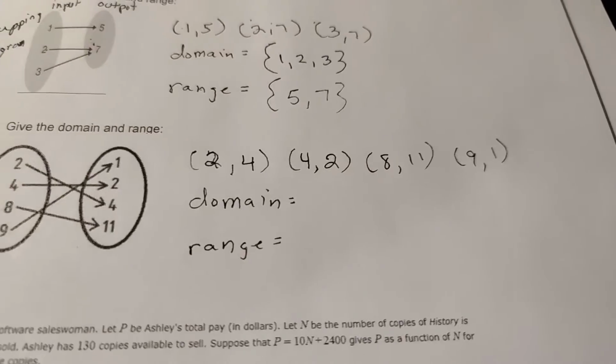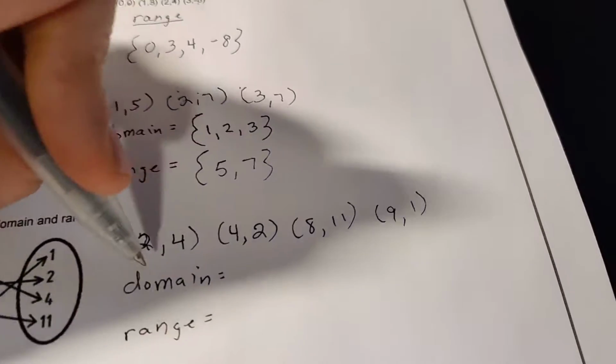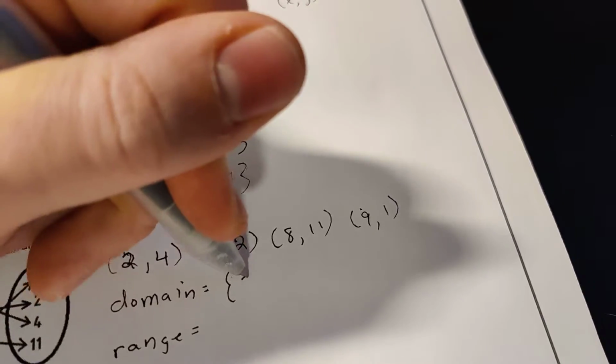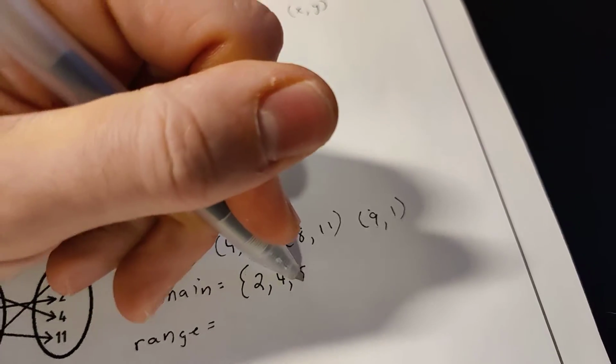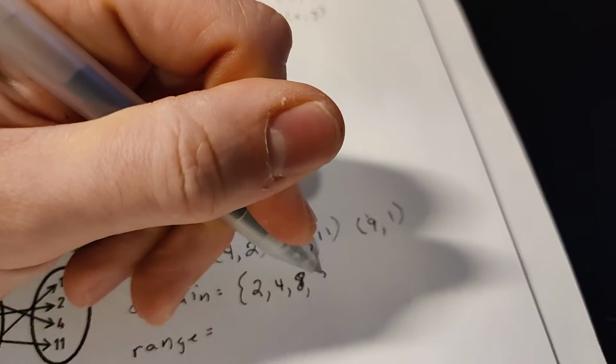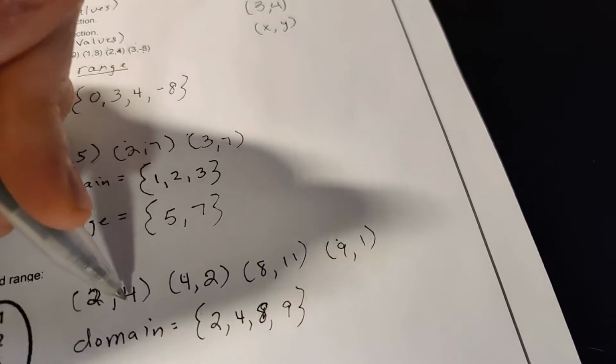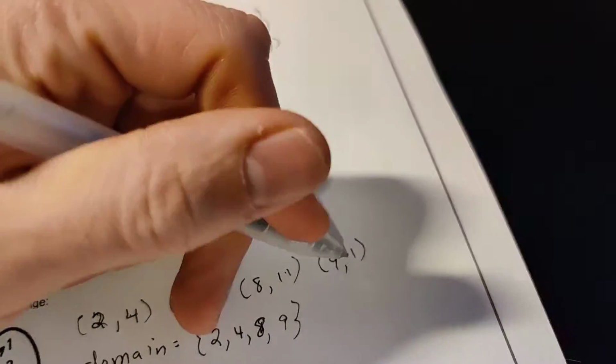So domain, again, we're looking for the different inputs. Those are 2, 4, 8, and 9. For the range, we're looking for the different outputs. So we got 4, 2, 11, and 1.